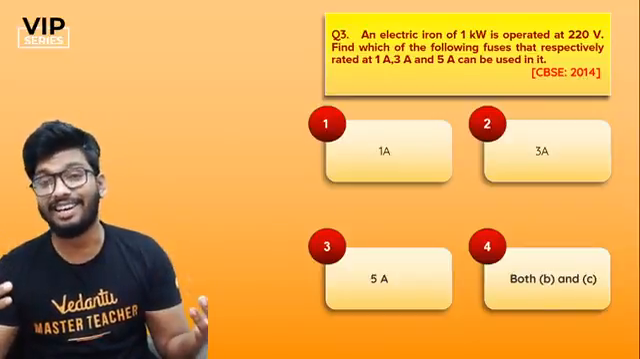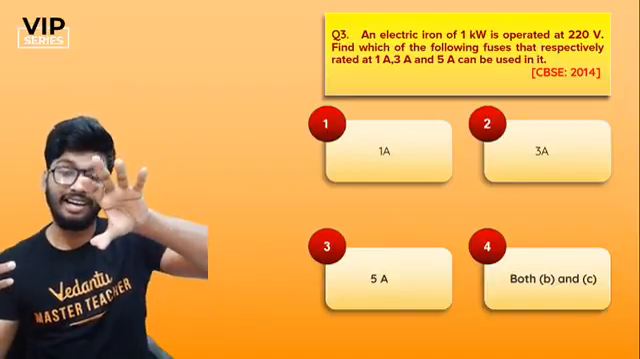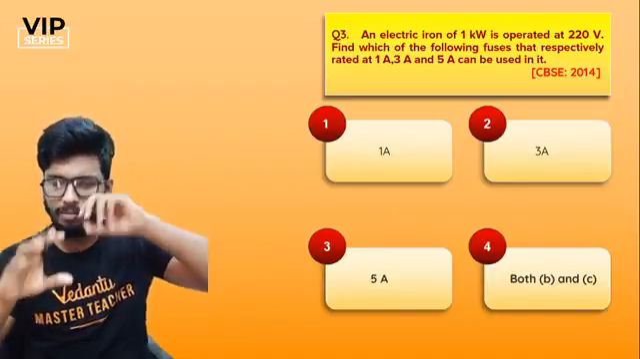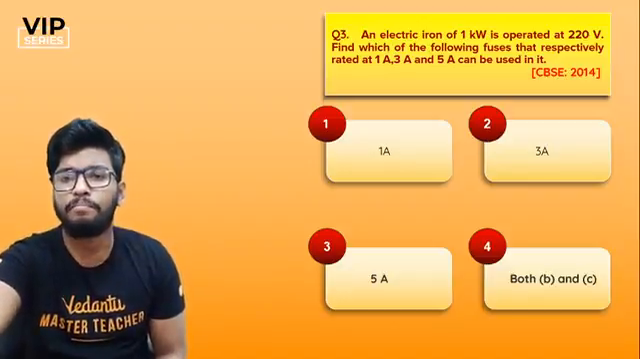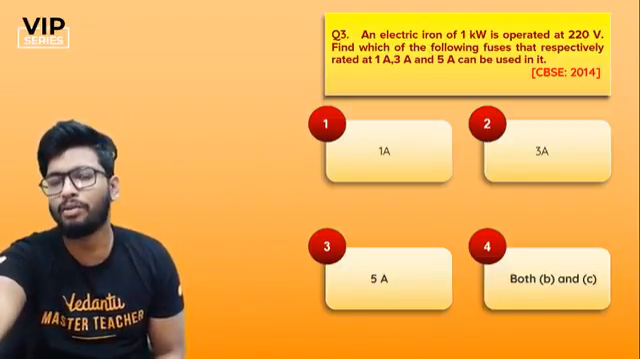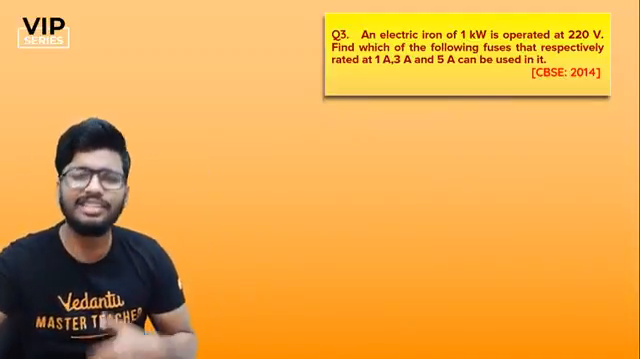So there's an electric iron which has a power consumption of 1 kilowatt. It is connected to a voltage supply of 220 volts. Which of these fuses do you think would be best suited for this? Is it a 1 ampere fuse, 3 amperes, or 5 amperes? So those are the options. Let's try to do this, guys. It's quite a simple question.